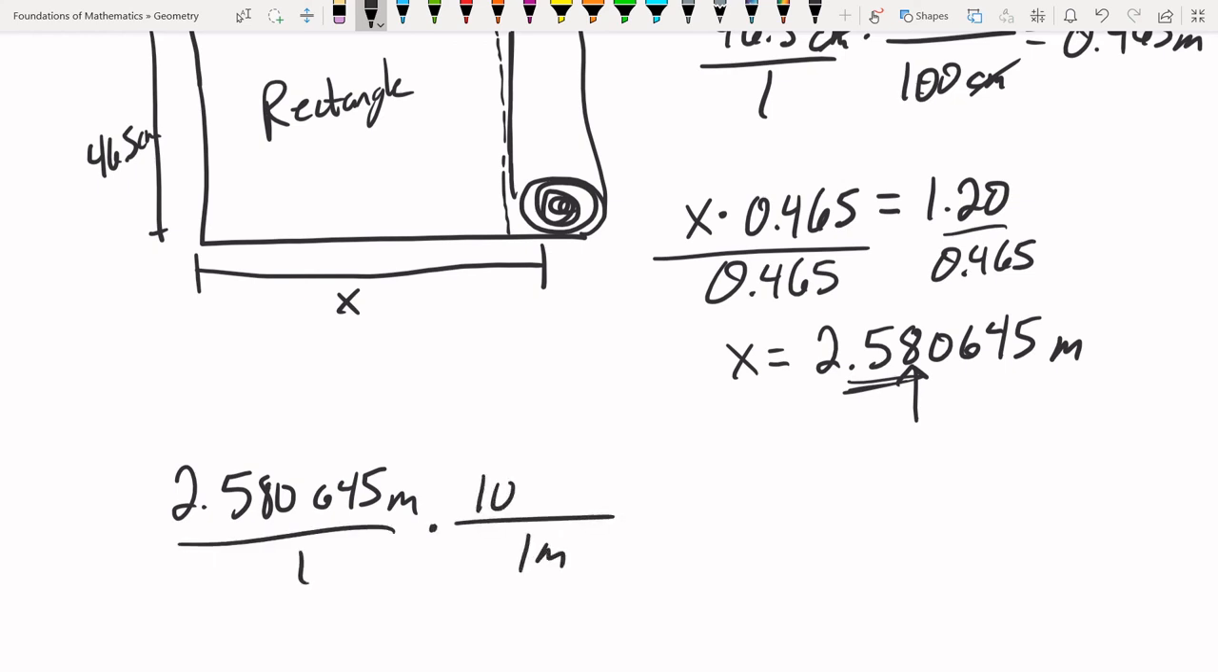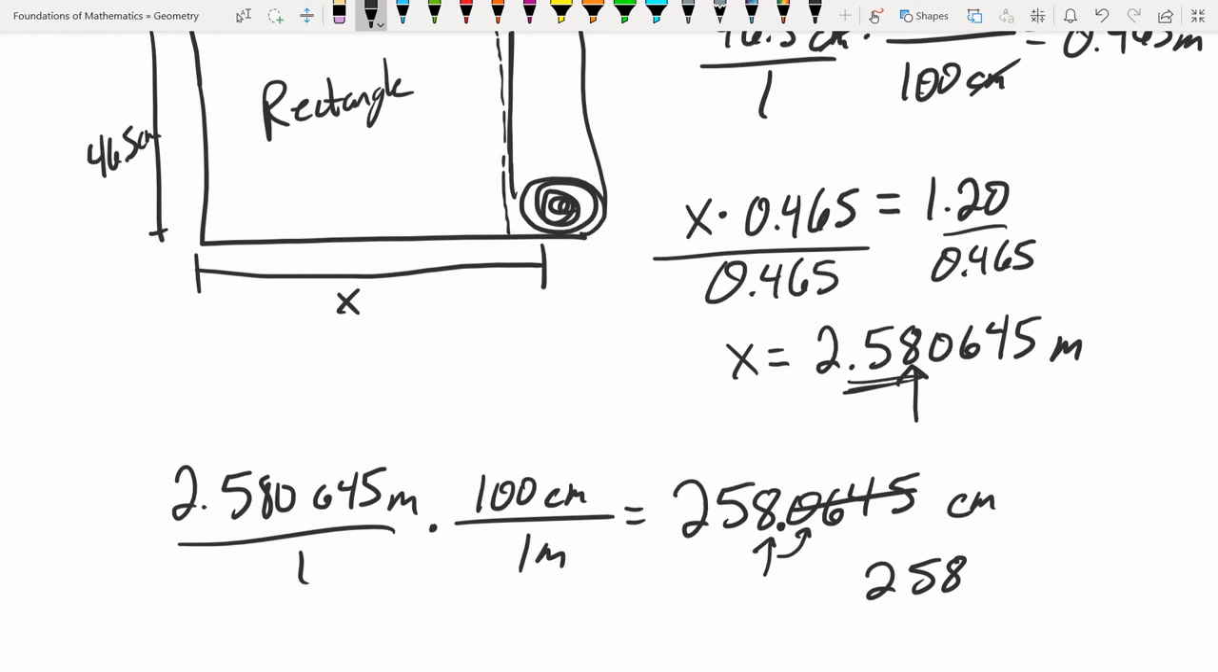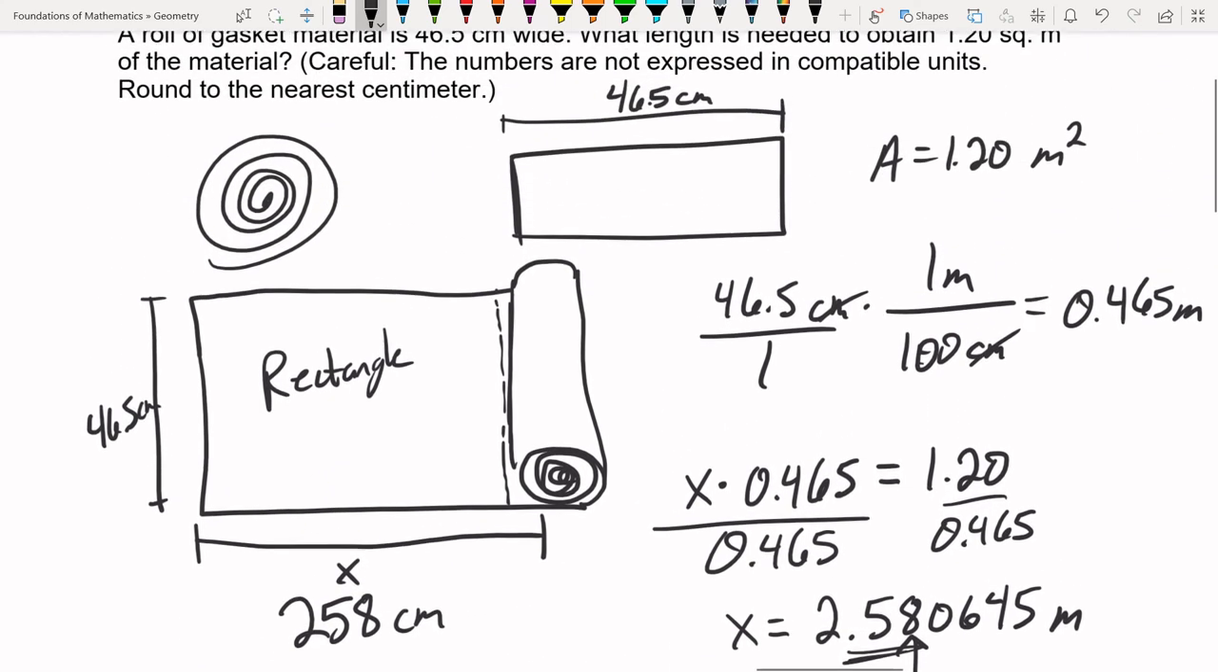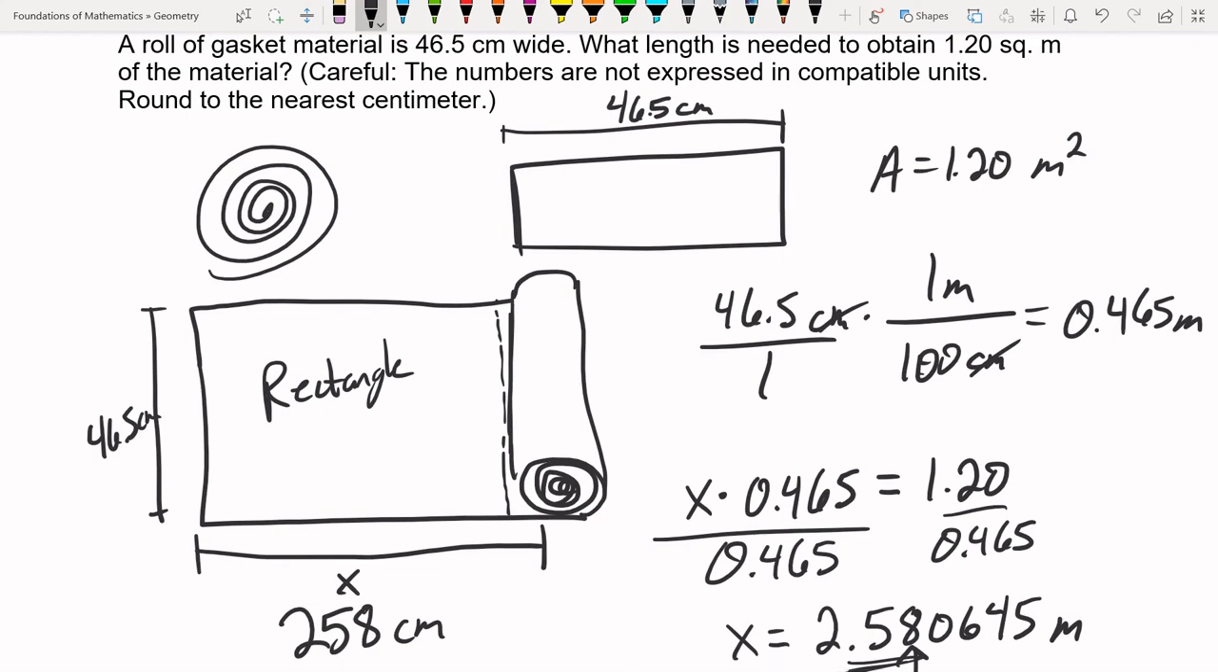1 meter is 100 centimeters. So we get 258.064 centimeters, and we're rounding to the nearest centimeter, which is right here. We look at this point. Is it 5 or greater? No, it is not. So we drop the decimal part. We get 258 centimeters long. That's how much material we want to roll out to get the proper area measurement of 1.2 square meters.